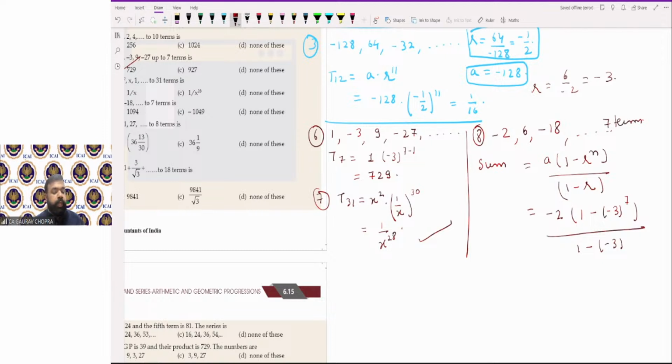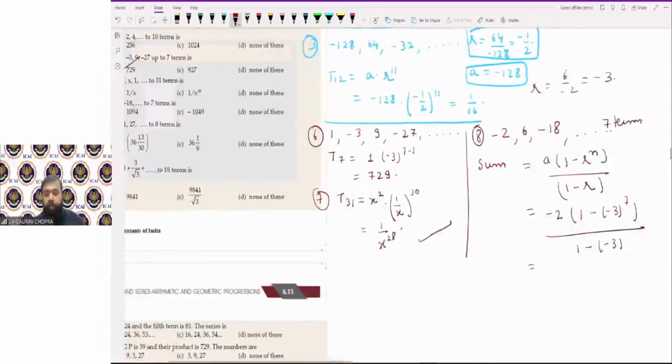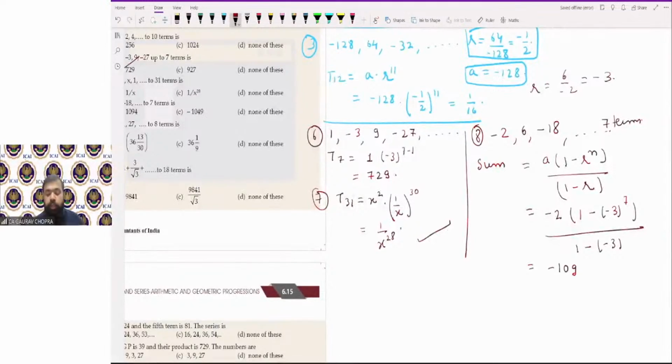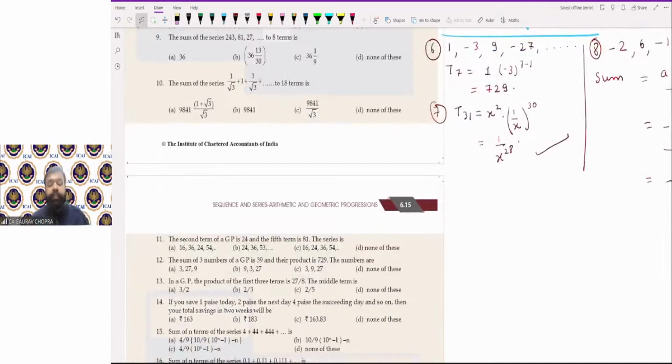So Anjali and Divya have given the answer, option number A, that is -1094. Yes, -1094 is the perfect answer. So question number 8 is also done. Now let's try question number 10.